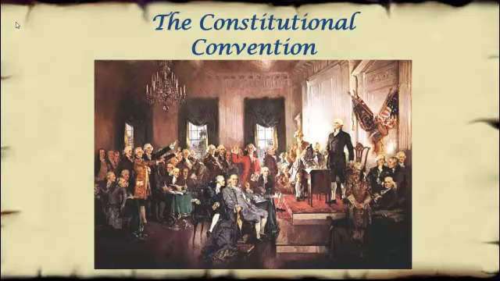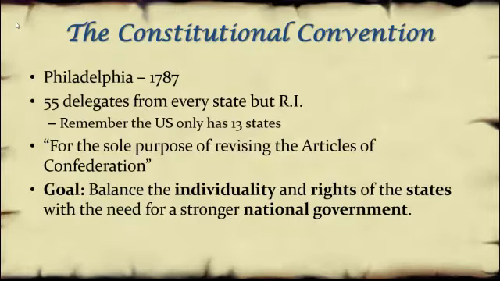So in the year 1787, the leaders of the United States decided to meet at something called the Constitutional Convention. These delegates met together, every state but Rhode Island, so only 12 states. They said it was for the sole purpose of revising the Articles of Confederation. They were going to change the Articles to make them work. And the goal was to balance the individuality and the rights of the individual states with the need for a stronger national government to get things done.